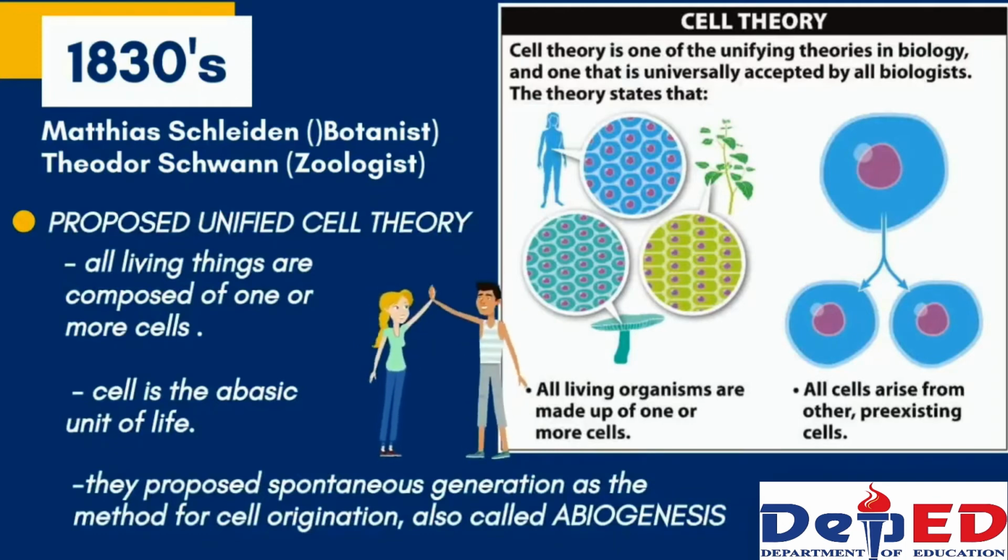The unified cell theory states that all living things are composed of one or more cells. The cell is the basic unit of life, and new cells arise from existing cells. Rudolf Virchow later made important contributions to this theory.